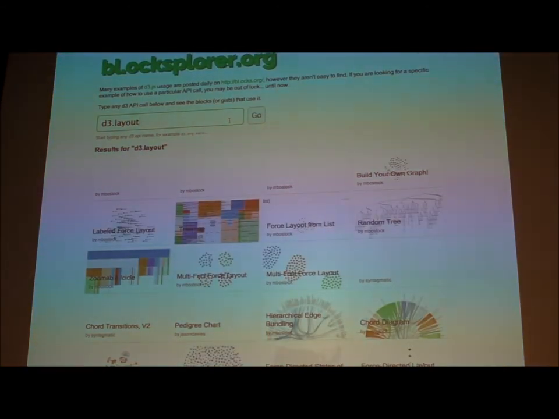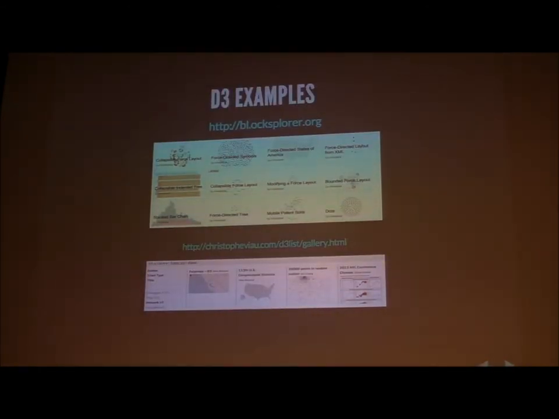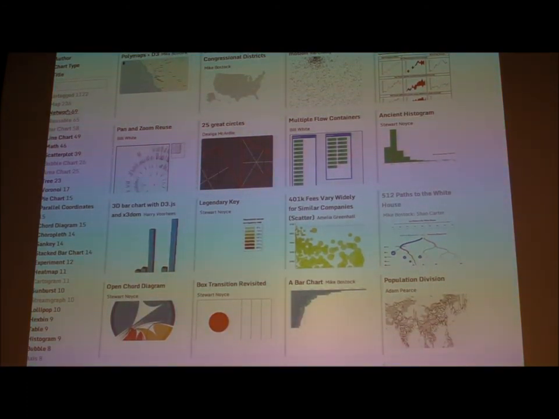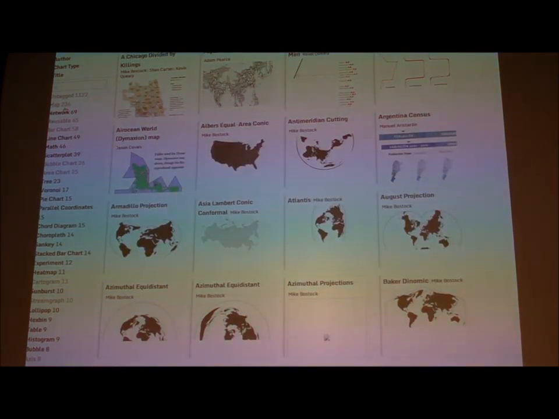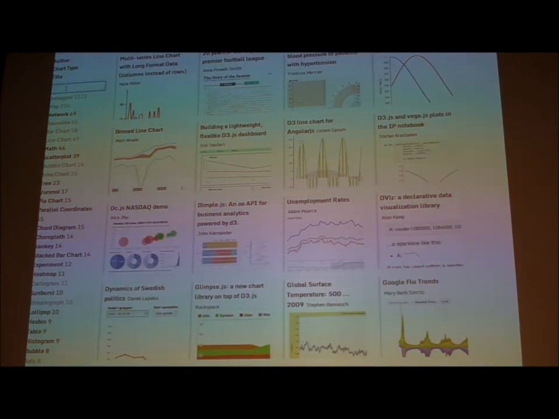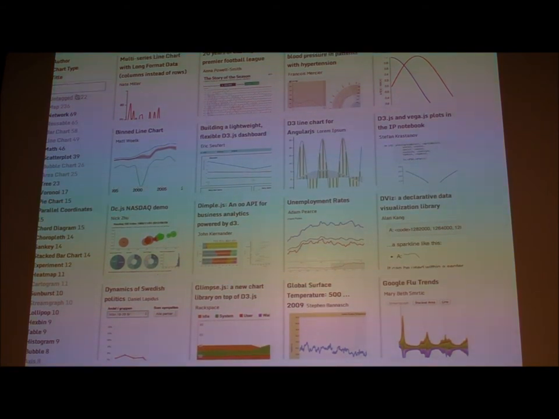On this example site, you can find examples of D3 by the D3 API. And the second one is categorized. As you can see on the left side, you can find examples by chart type, like if you want to find a visualization for a map or line chart, and you can also search by author.